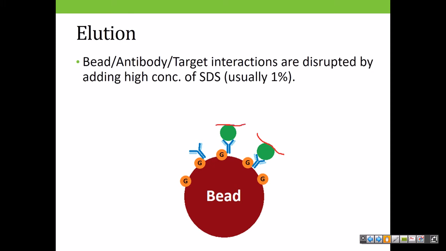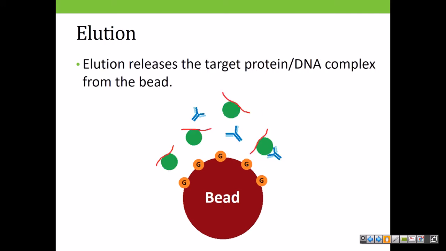Then, for elution, which simply means to release whatever was bound to your beads, the bead, antibody and target interactions are going to be displaced by, usually, a high concentration of SDS, usually 1%. And so from there, we've released everything. The elution will release your target protein and your DNA complex from the beads. I will note that your DNA is still cross-linked to the protein. That's not going to be undone. So we still have my little green dots connected to the red still.